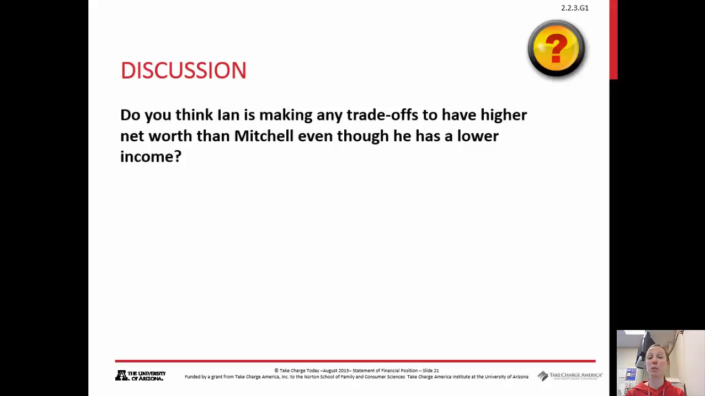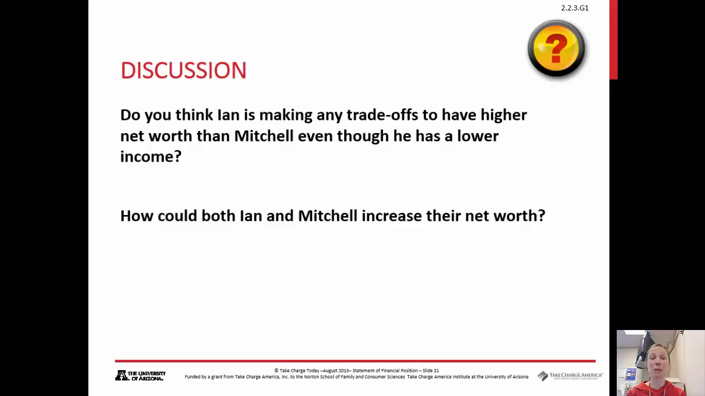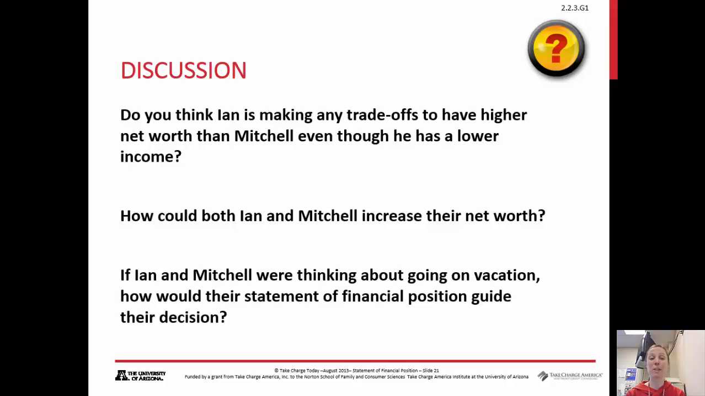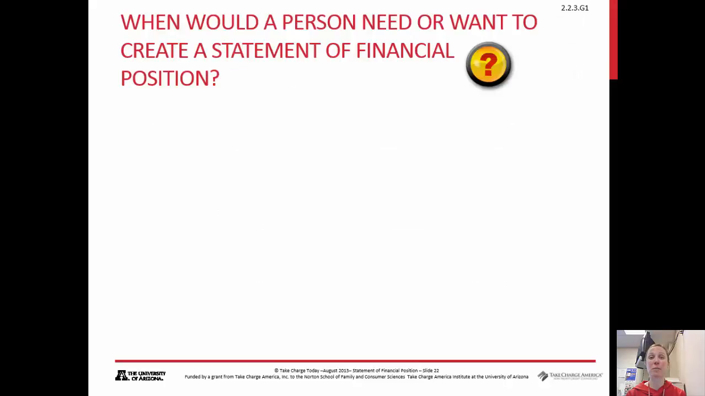Do you think Ian is making trade-offs to have a higher net worth? Is he spending less money on things like his house and his car? And how could both Ian and Mitchell increase their net worth? Those are things to think about. And if they were going on vacation, how would their statement of financial position guide their decision?